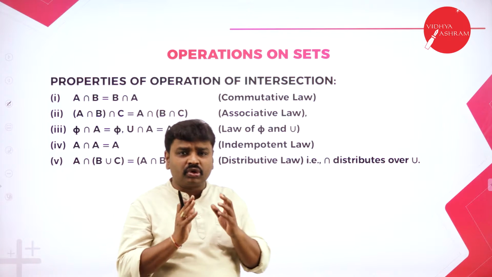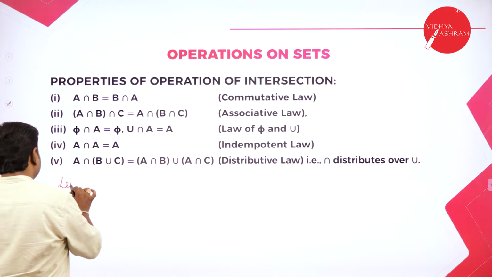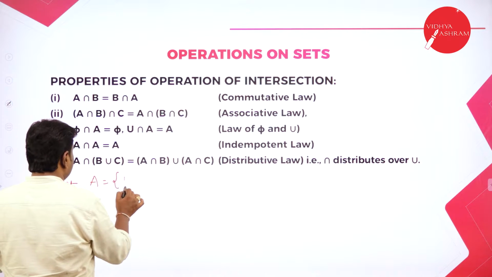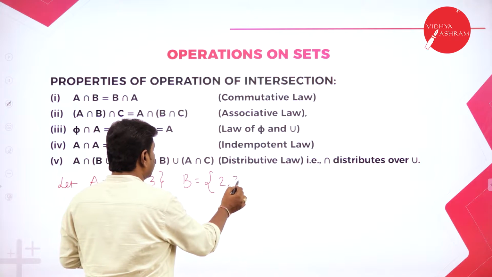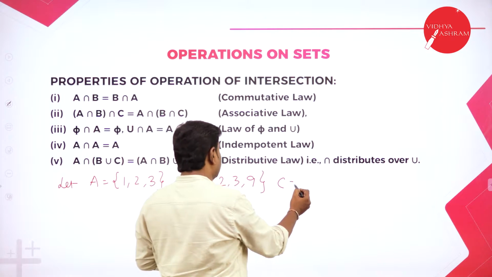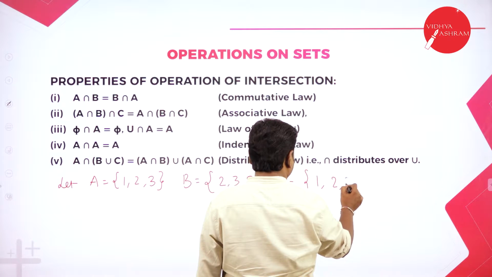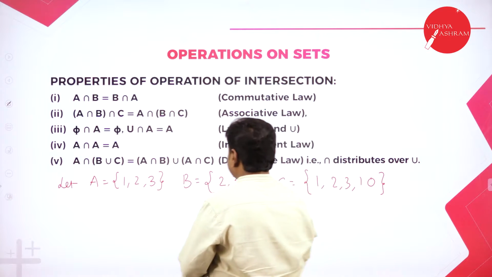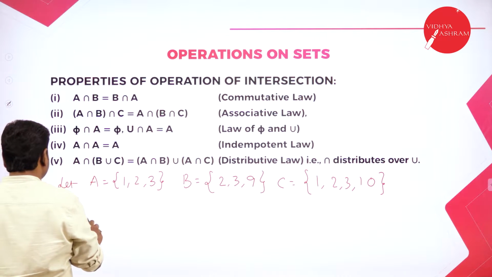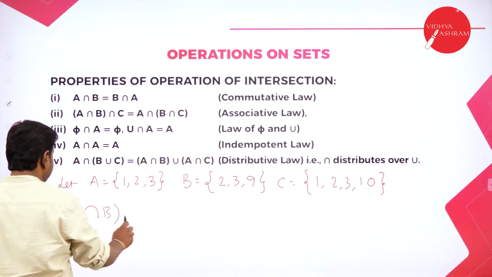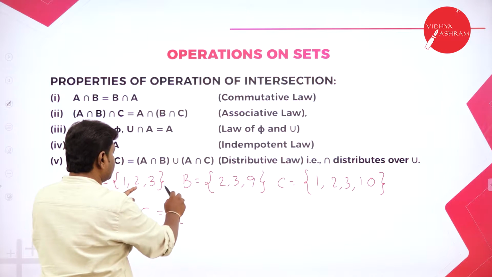I told you associative means what? Grouping. So we'll group them. So we'll take three sets. Let A is equal to say 1, 2, 3, and I'll take B is equal to 2, 3, 9. I'll take C is equal to 1, 2, 3, 10. So we're getting three sets I have taken, A, B, C. So now we'll find A intersection B intersection C. What is meant by A intersection B? Common elements of A and B. What are the common elements of A and B? 2, 3.